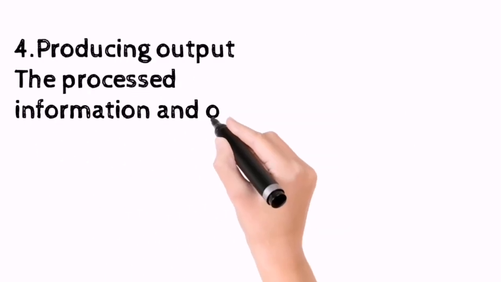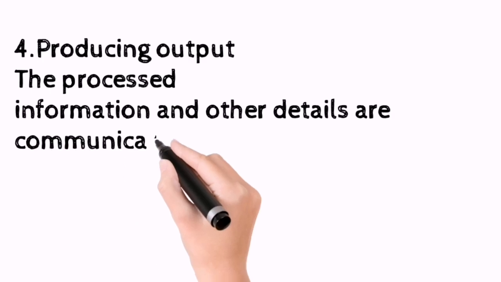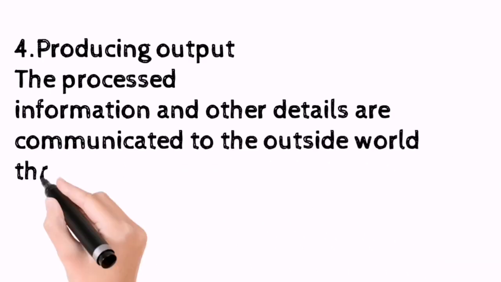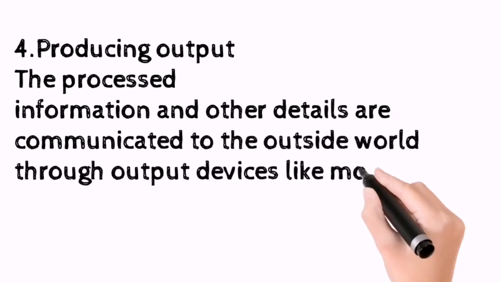Producing output. The processed information and other details are communicated to the outside world through output devices like monitor, printer, etc.